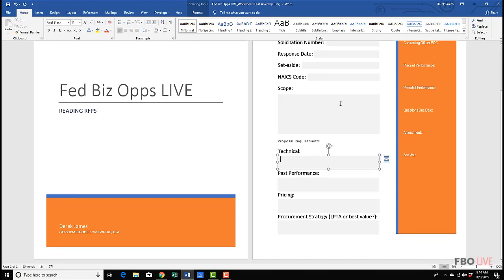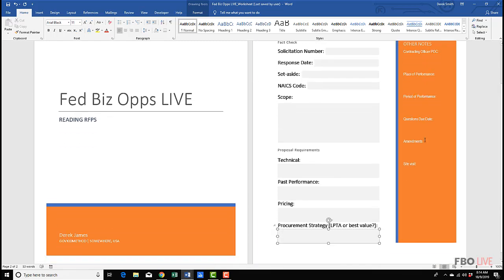And then proposal requirements, like I've mentioned before: technical, past performance, and pricing form the core of any solid RFP proposal. And so I have fillable spots to put in a little bit of information for each of these, as well as what procurement strategy, whether it's going to be LPTA or best value. That's definitely something that we want to know. And so I capture that in this high-level capture questions worksheet.